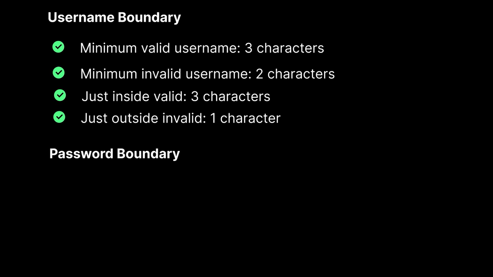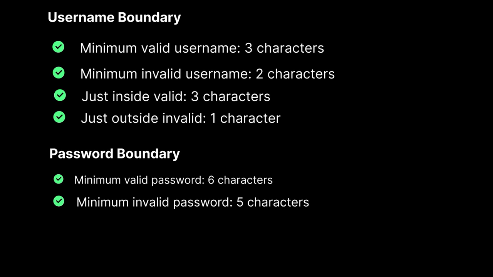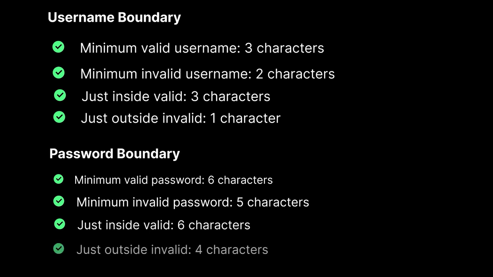But we can also provide for the password boundary. So the minimum valid password will be 6 characters. The minimum invalid password will be set to 5 characters. Just inside the valid will be set to 6 characters, and just outside the invalid will be set to 4 characters. Okay, so if you guys don't get it, you don't have to worry about the boundary testing. But now let me just write some code, then you will get to know what I'm talking about.